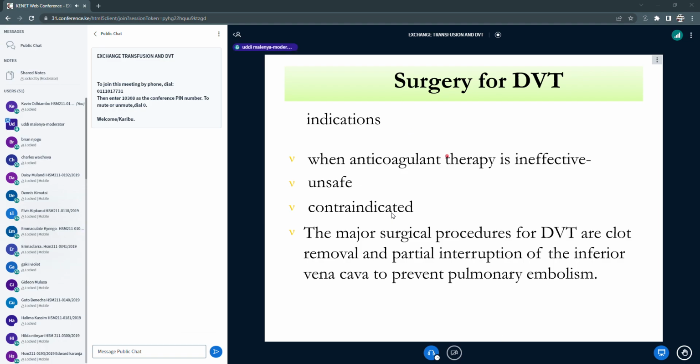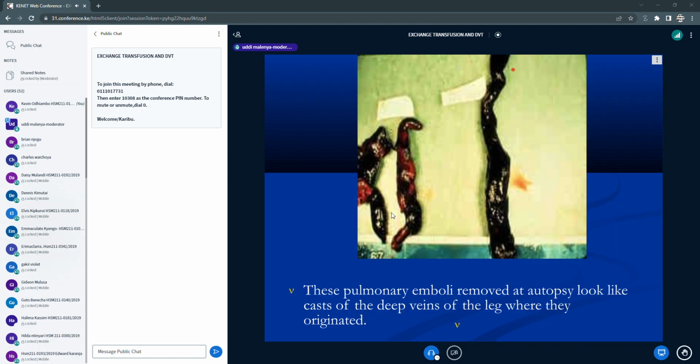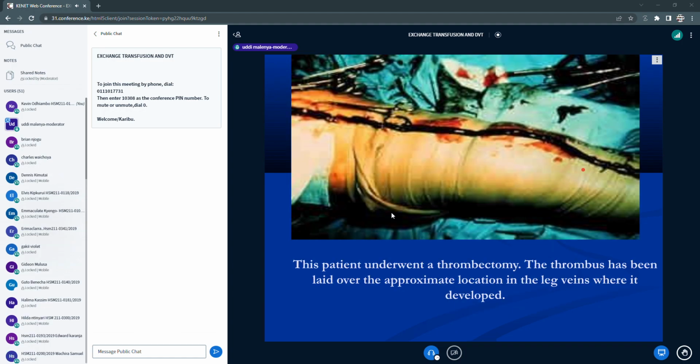Surgery is used when anticoagulant therapy is ineffective, unsafe, or contraindicated. So you end up removing the clot. And of course, there's also partial interruption of the inferior vena cava, and if this is not done, it can lead to pulmonary embolism. So you can see the way these clots are forming. They are so big. You can imagine if that goes into your lungs, the whole of this.